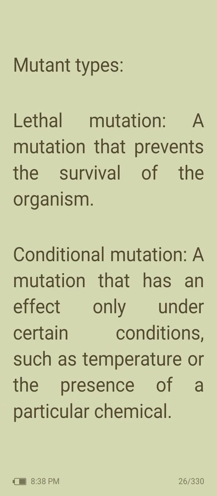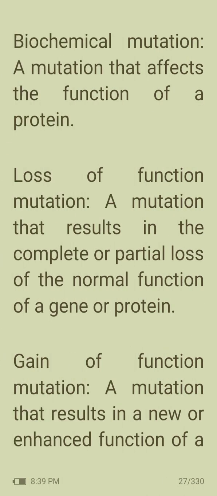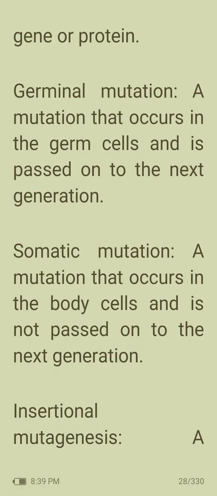Then mutant types. Lethal mutation, conditional mutation. Conditional in the sense a mutation that has an effect only under certain conditions, such as temperature or presence of a particular chemical. Then biochemical mutation, a mutation that affects the function of a protein. Then loss of function mutation, a mutation that results in the complete or partial loss of a normal function of a gene or protein. Gain of function mutation, a mutation that results in a new or enhanced function of a gene or protein. Then germinal mutation, a mutation that occurs in germ cells and is passed on to the next generation. Then somatic mutation, a mutation that occurs in the body cells and is not passed on to the next generation.